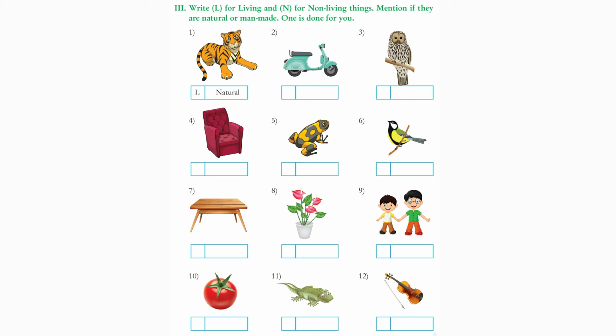The second one is a scooter. Is it a living thing? No, it's a non-living thing. So you can write N and then write man-made. Scooter is man-made, right? And the third one, that's a bird. It's an owl. So is that a living thing? Yes. So mark L there and then write down that it's a natural thing. Now that you understood how to fill up these boxes, you go ahead and look at all those pictures and fill up all those boxes. I'm sure you'll be able to do them. Now let's move on.